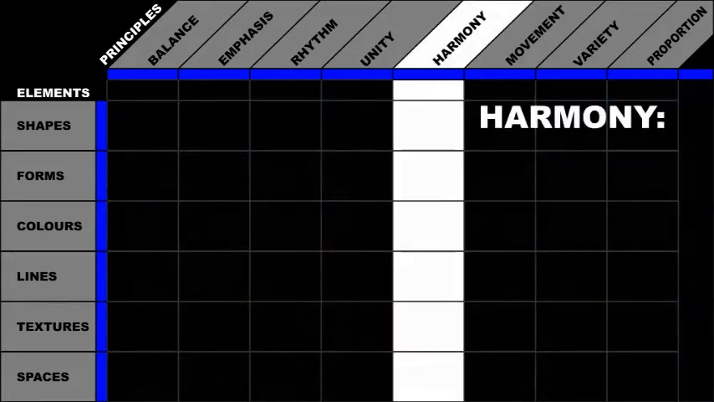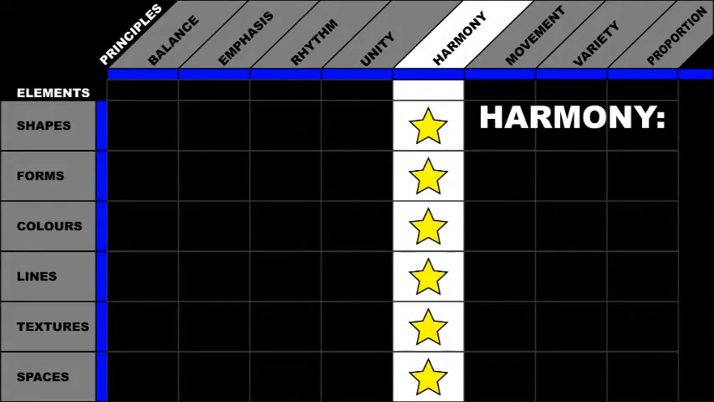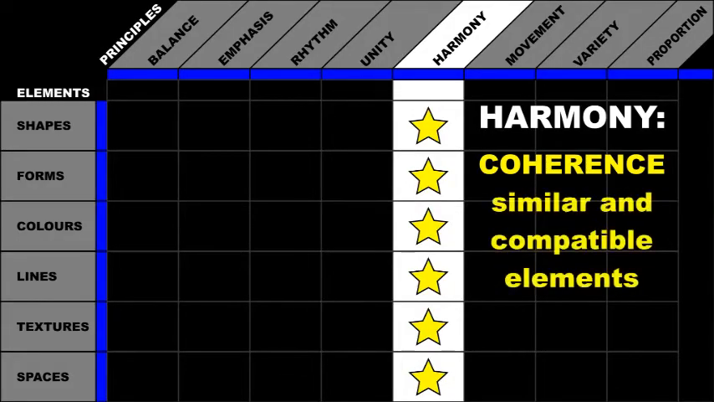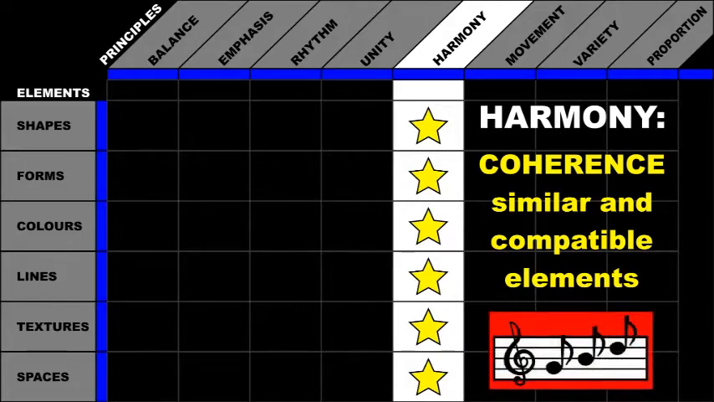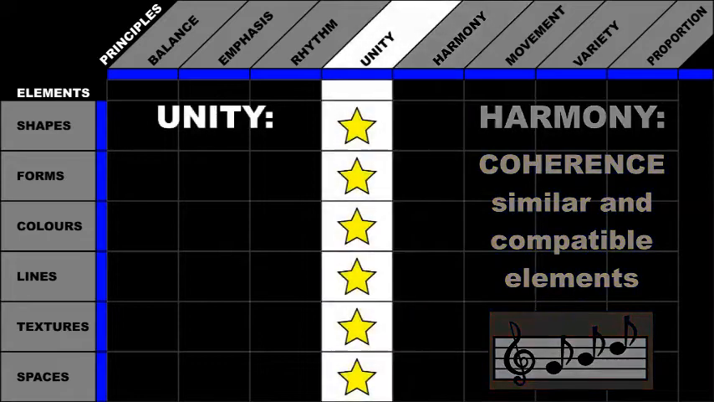Let's take a closer look at the principle of harmony. Harmony is the coherence of a work of art. Achieving harmony involves the use of similar and compatible elements of design to achieve a feeling of coherence in a work of art. As I explained in my earlier video, the principle of harmony can be compared to singers who are all singing the same song, but with different blending musical notes.